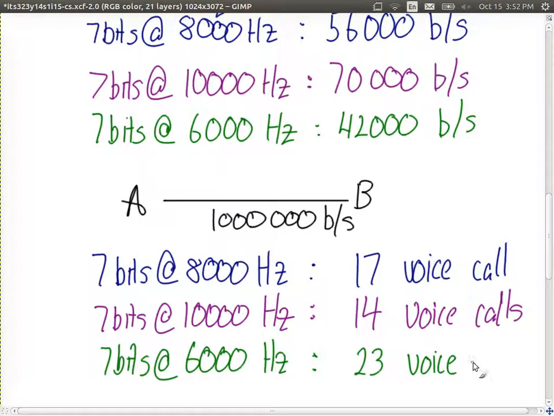Voice calls. So, trying to make it clear that we want a low data rate required. Allows us to use our link for more things at the same time. In this example, the more things are more voice calls. So the green one's the best with respect to the data rate required.